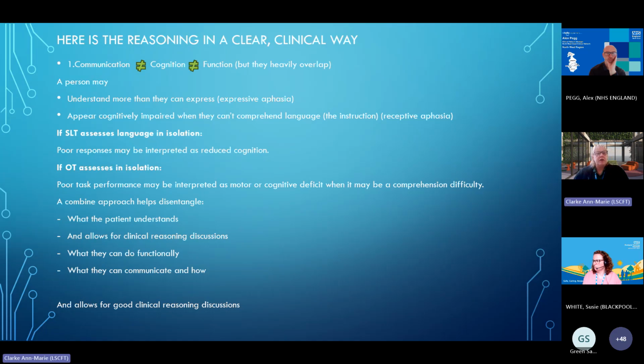Communication, cognition and function are separate, but they do heavily overlap. A person may understand more than they can express. They may appear cognitively impaired when actually it's the fact they can't comprehend the language that we're using. If SLT assesses language in isolation, they may get poor responses interpreted as reduced cognition. And if OT assesses in isolation, poor task performance might be interpreted as a motor or cognitive deficit, when actually it's a comprehension difficulty: they're not understanding what we're asking them to do.